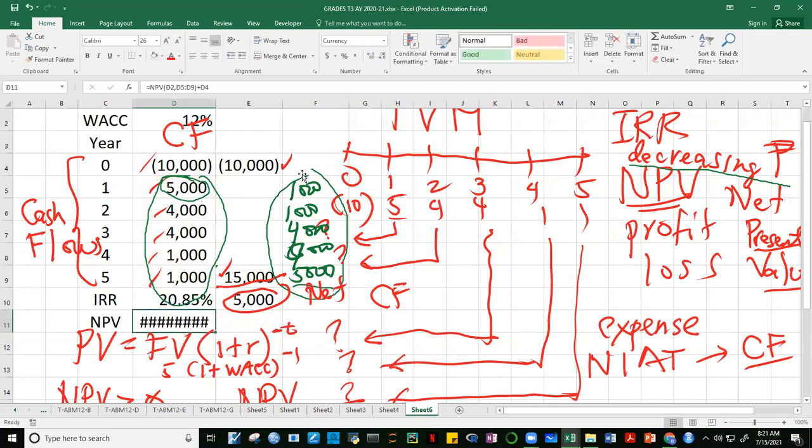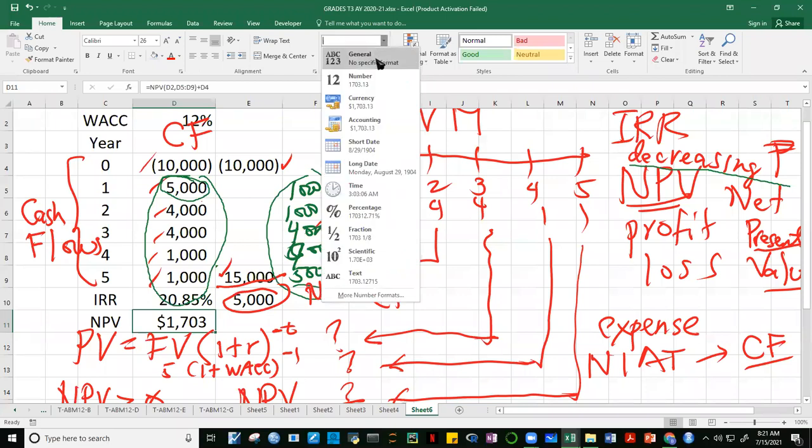So this is our NPV. Okay, our NPV is 1703. We'll learn this in the future, guys, kung paano kinukuha si NPV at saka si IRR. Our NPV is 1703. Therefore, okay ba yung project, guys? Acceptable ba? Acceptable, guys?